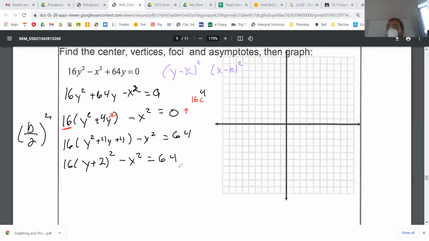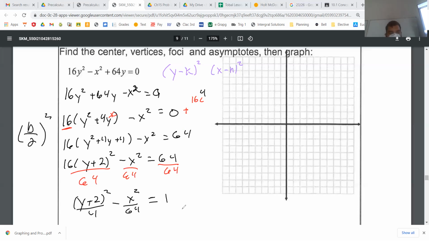But I need my equation to equal what at the end? 1. So what am I going to divide everything by? 64. Good. So everything is going to get divided by 64. Now you're ready to start your question. (y plus 2) squared over 4 minus x squared over 64 equals 1. So everyone try to finish it off. Now you could actually start the question with graphing.